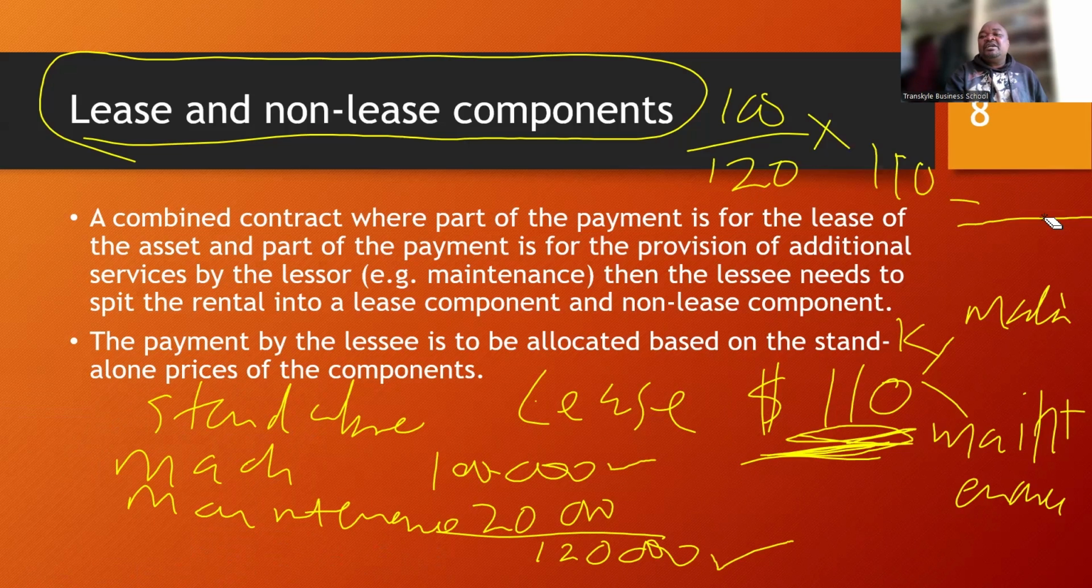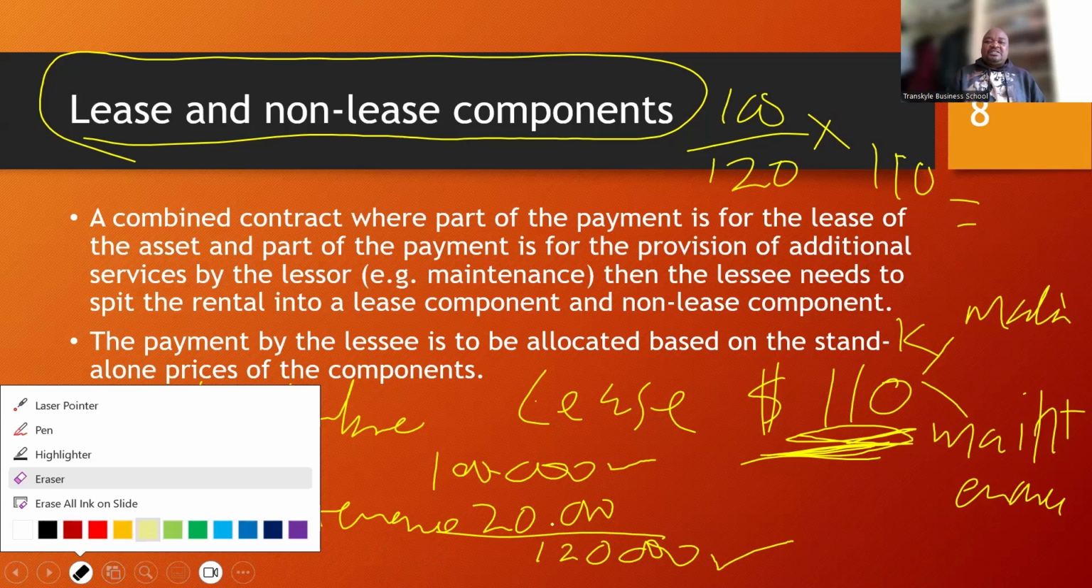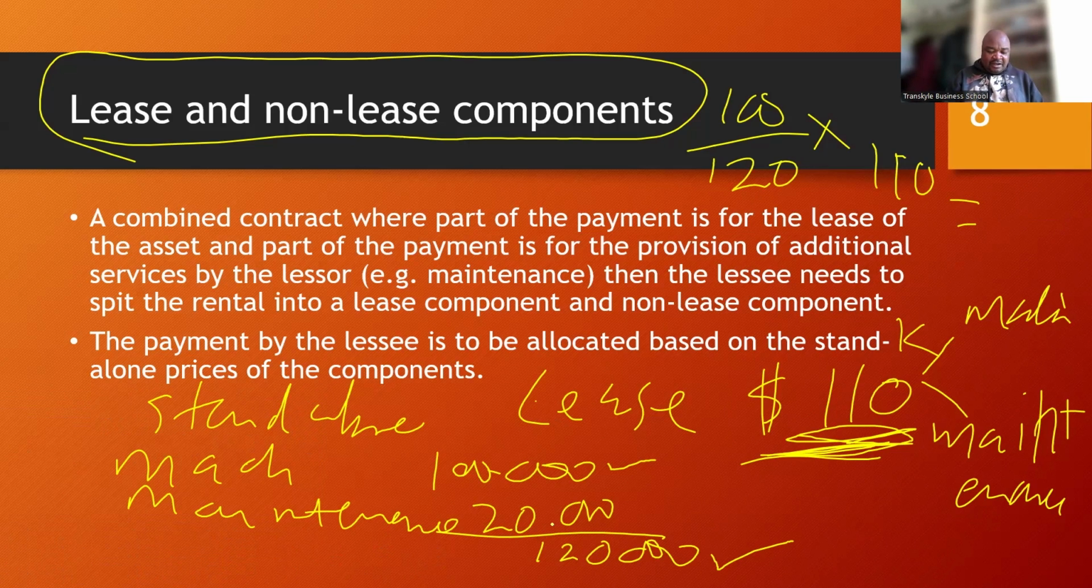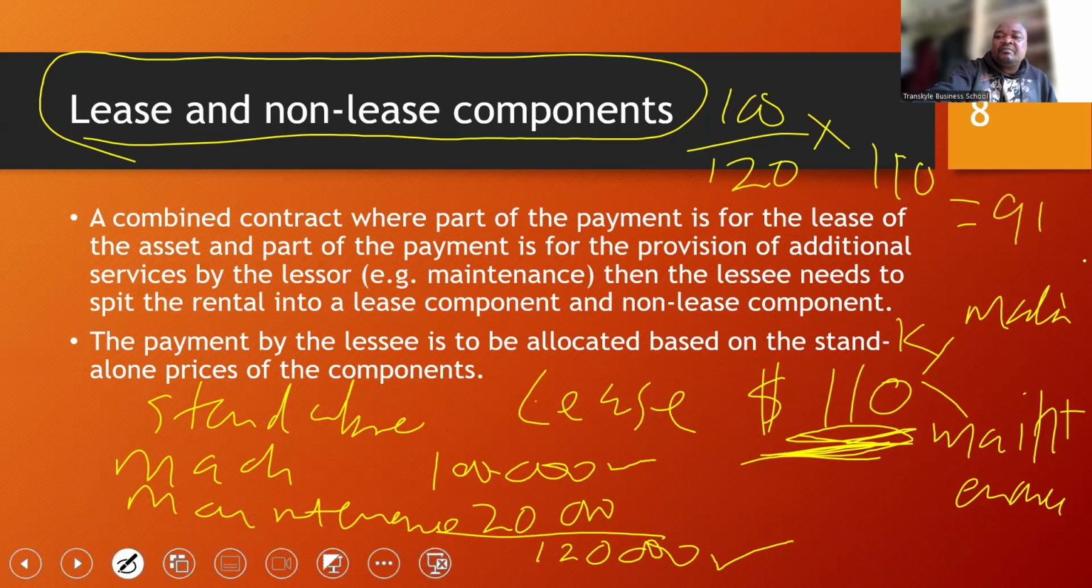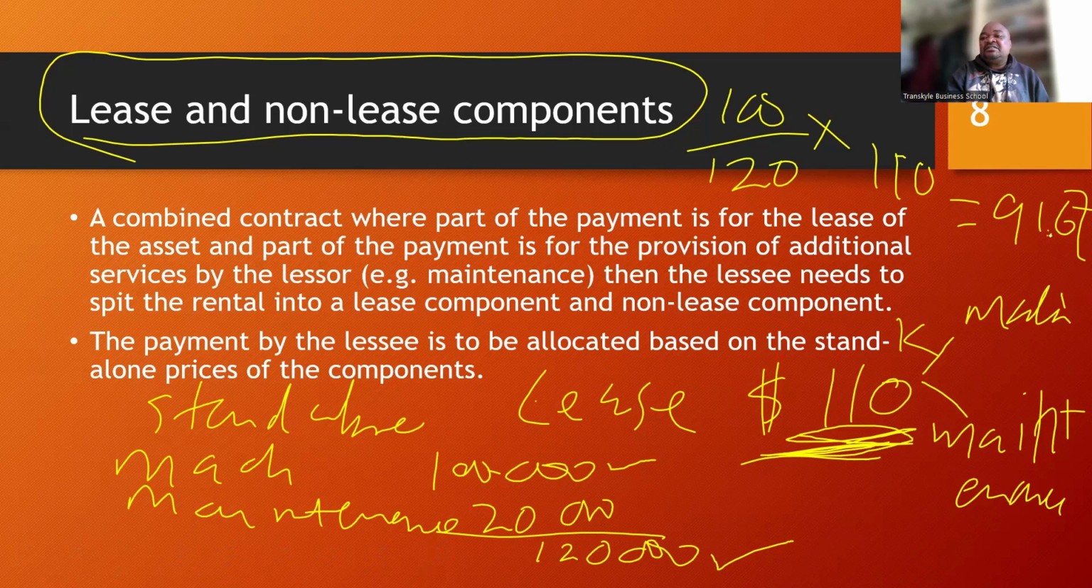Amount to be allocated to the lease. That is 100 over 120. What is that? The calculator. 100 over 120. That is 83%. Multiplied by 110. That is 91.67. So 91,670.